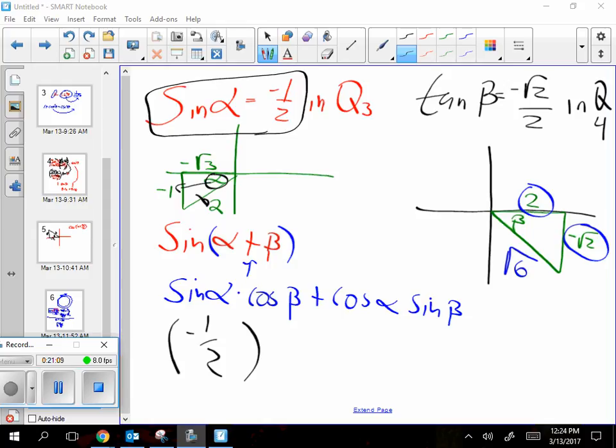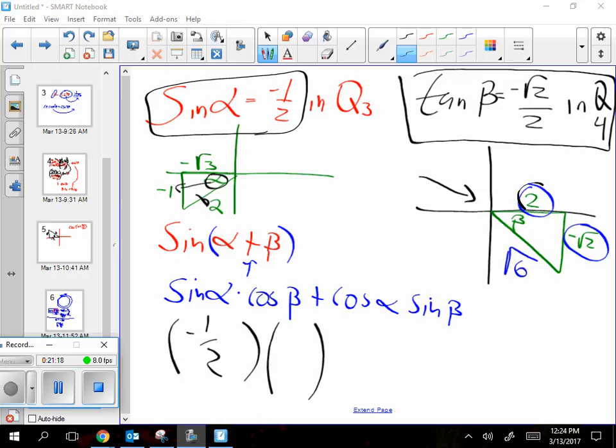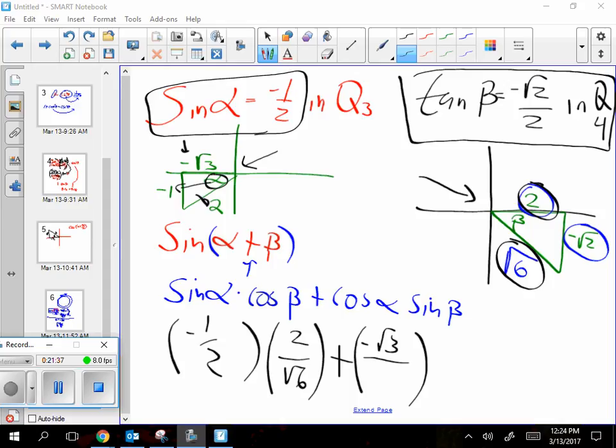Cosine of beta, though, is nowhere up here. Beta's over here. So cosine of beta, I better go in that triangle and find cosine of that one. Cosine is adjacent over hypotenuse, so 2 over root 6. Plus cosine of alpha, back to this one, except this time I need cosine, which is adjacent over hypotenuse. So negative root 3. Glad you guys caught that negative mistake there. Negative root 3 over 2, since cosine is adjacent over hypotenuse.